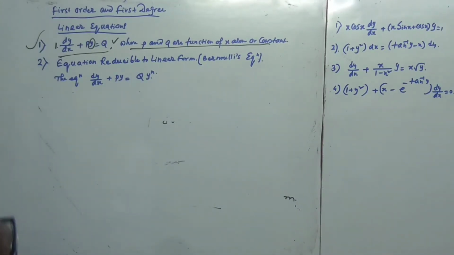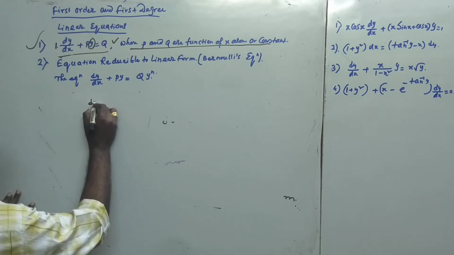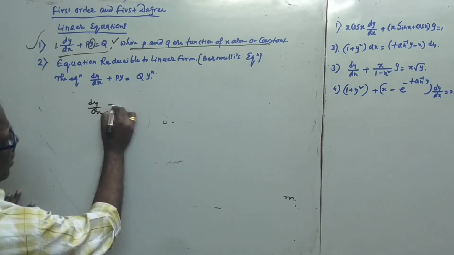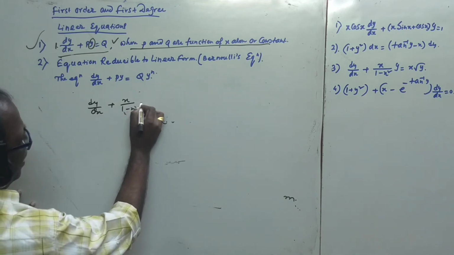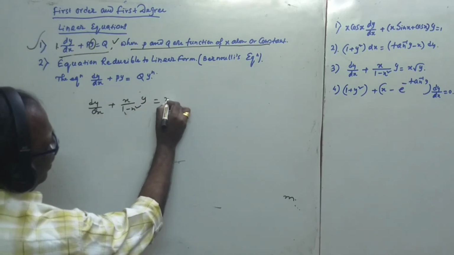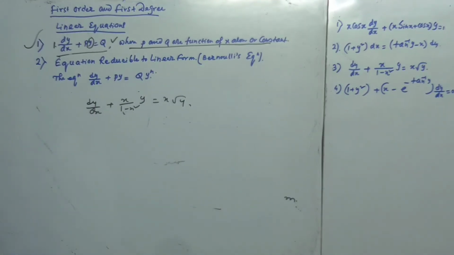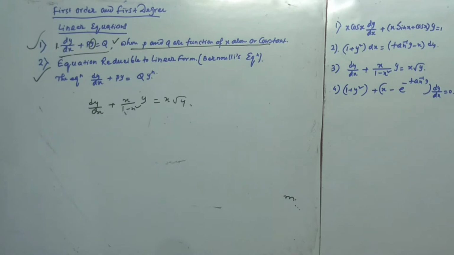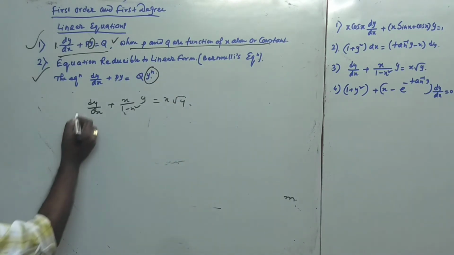This is the Bernoulli sum. dy/dx plus x/(1 minus x square) times y equals x times root y. This is question number 2, which we have just discussed. On the right-hand side we have y to the power n, so divide by it. The coefficient here is again 1.